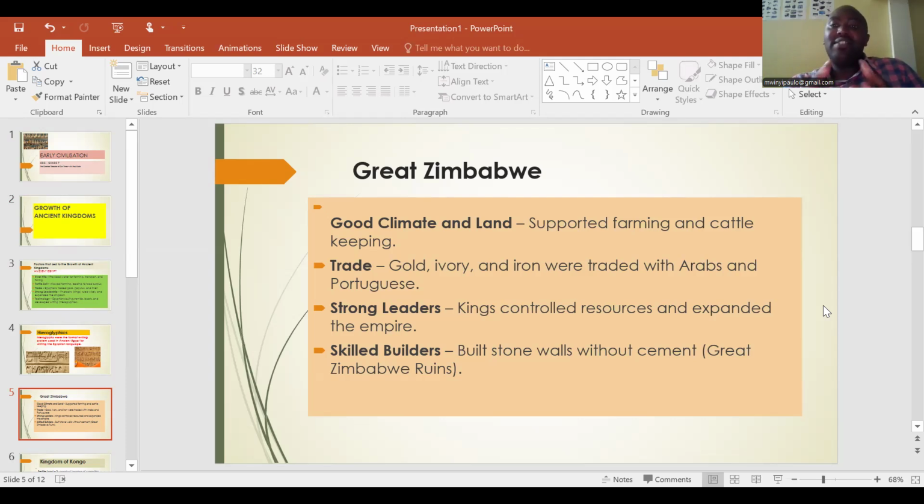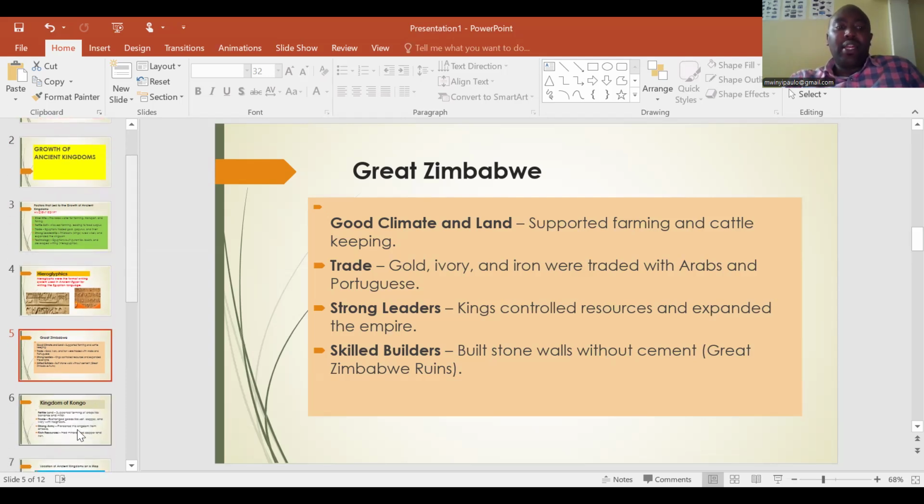And evidence is there in what we call the Great Zimbabwe Ruins. It's still a tourist attraction site. You can go online and search for the Great Zimbabwe Ruins and how the skilled builders of Great Zimbabwe built those stone walls without cement.